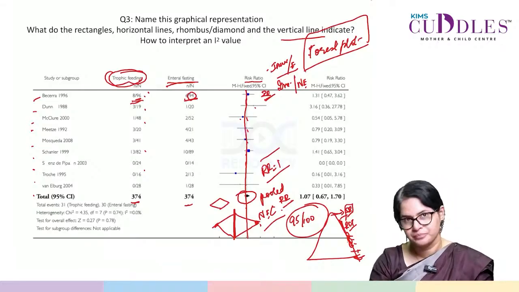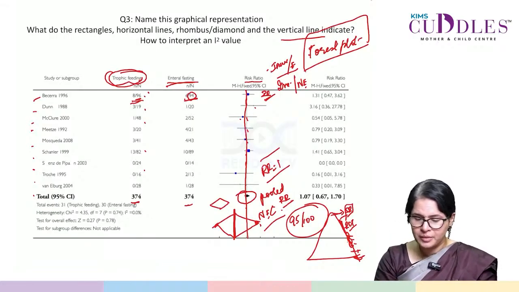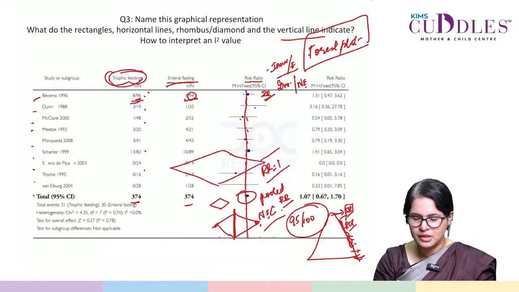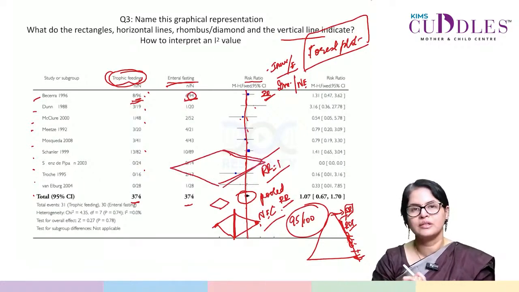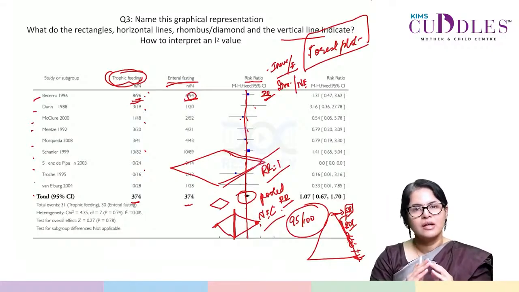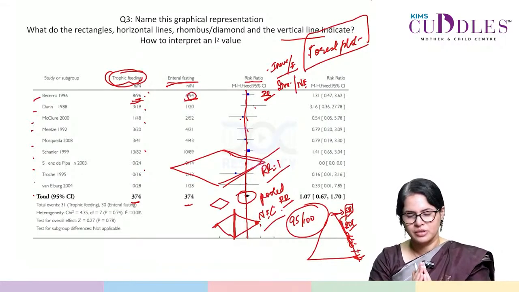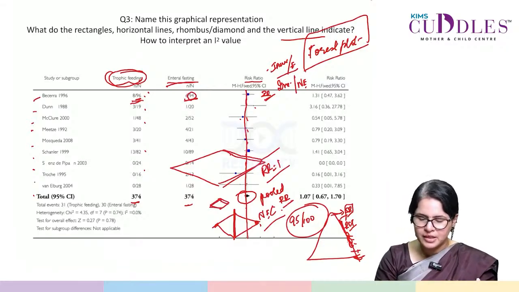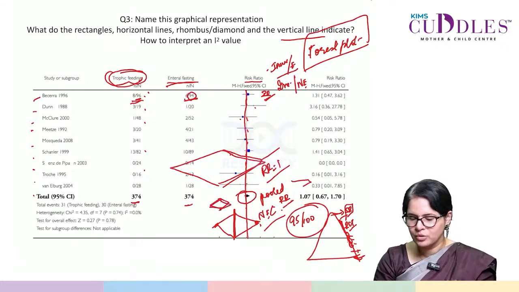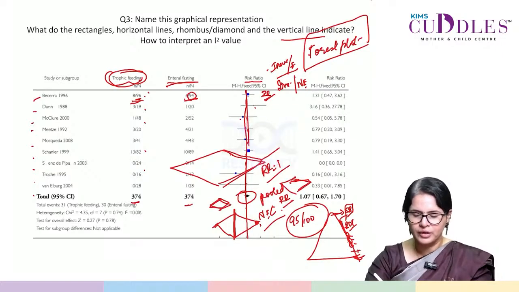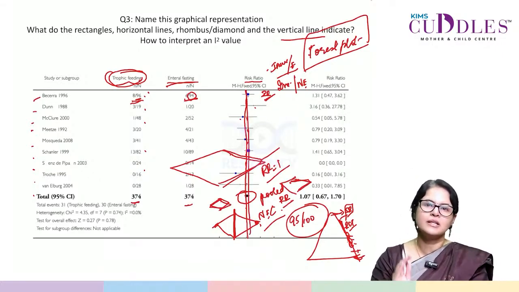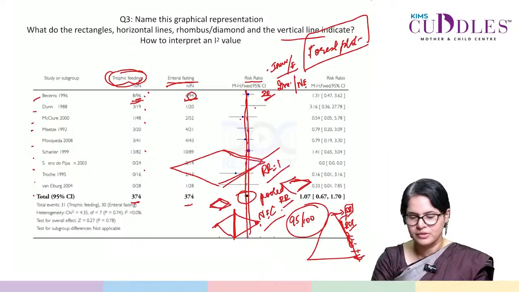If by chance the diamond actually crosses this line of null effect, so in this case the diamond is touching this line of null effect, then it means that the intervention does not have a statistically significant effect on the outcome of interest. So, only if your diamond lies completely to the left or completely to the right of this line of null effect does it mean it has a statistically significant effect on the outcome of interest.